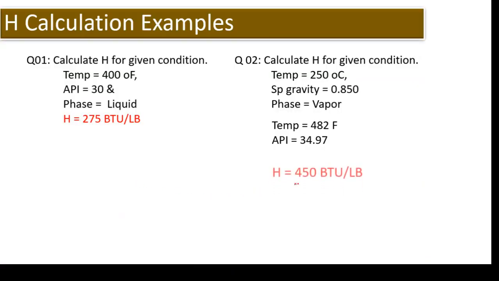Now come again to the graph. This is about 480 degrees Fahrenheit, and we have to go to the vapor phase, which is the upper of the upper lines, and then find the API. That 35 is very close to this line. You have to be careful about reading these values. These are very close ones. So it comes around 450. So we can say the enthalpy is 450. In this way we can find the enthalpy of either liquid phase or vapor phase at any given temperature for the given API.